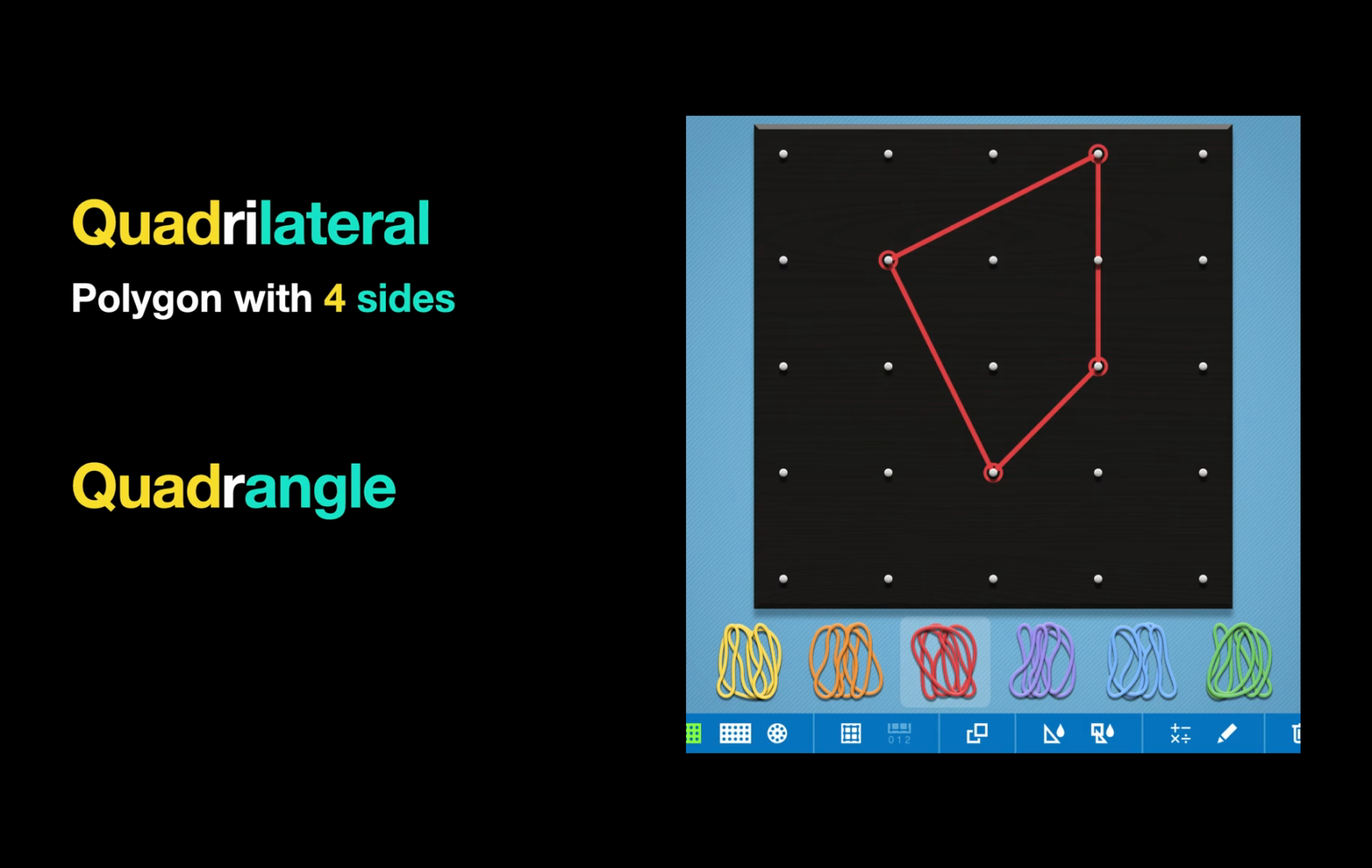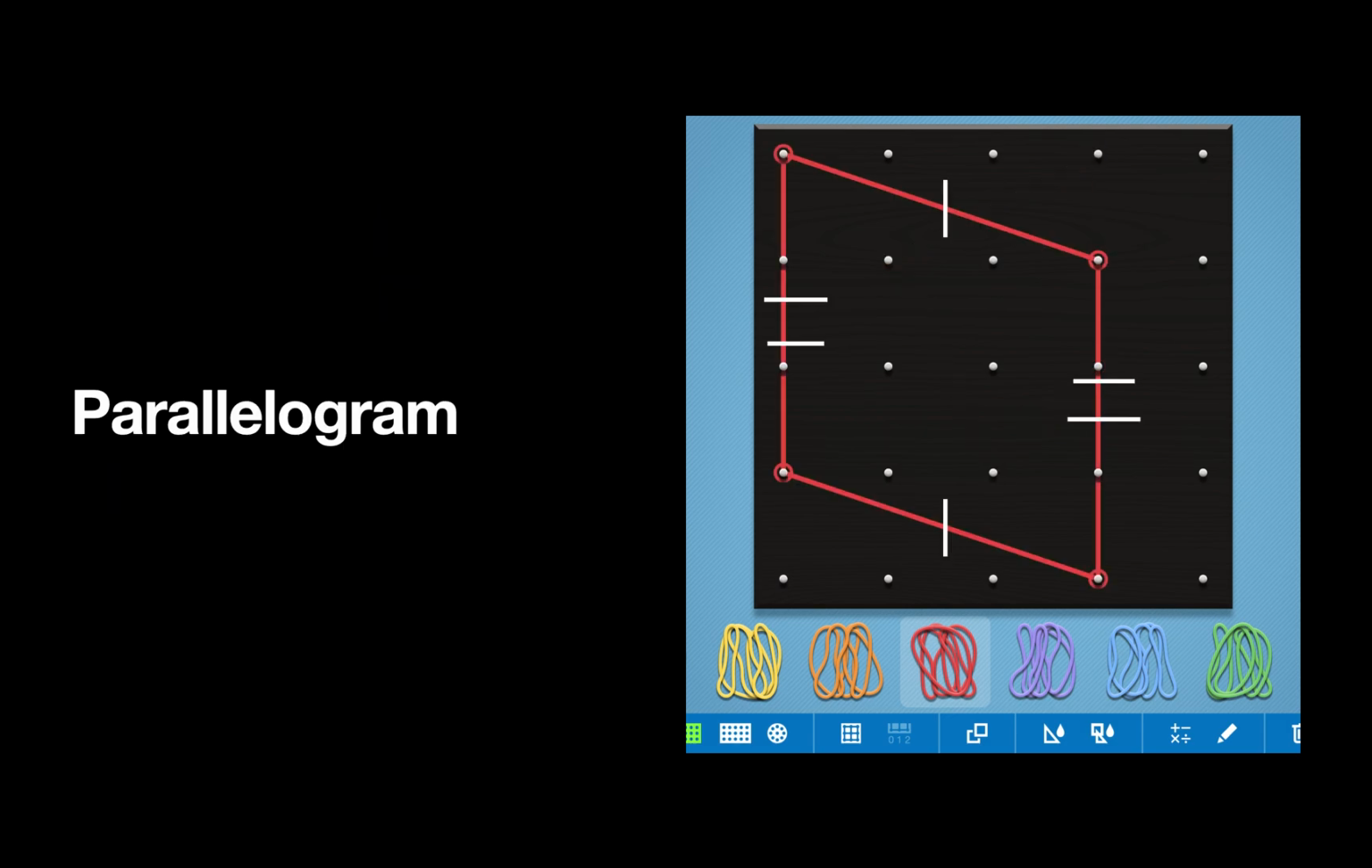Can you guess why? If you thought because quad means four and angles refer to angles, you're right. Quadrangle is a polygon with four angles. And the angles are there in each of the corners. This polygon is a parallelogram because it has two sets of parallel sides.